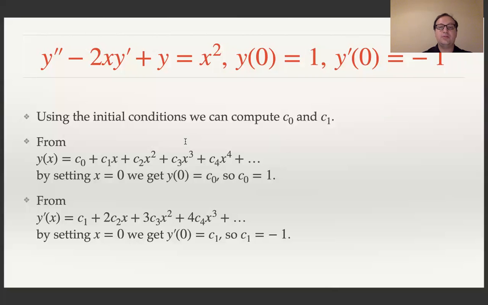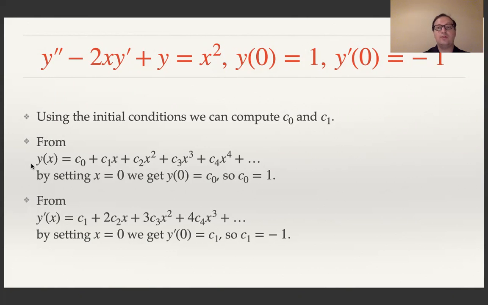Next, in order to compute the power series, we need a starting point, and in our case, we need to know both c0 and c1 in order to compute the other coefficients. So in order to get c0 and c1, we're going to use our initial conditions.